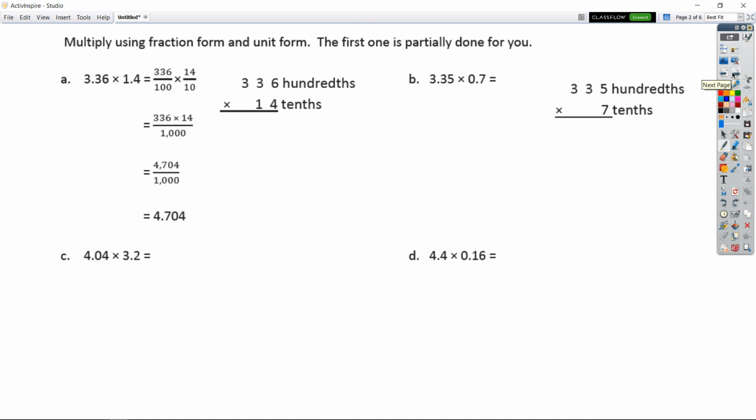Multiply using fraction form and unit form. The first one is partially done for you. So we do have something we need to jump in and finish here. They finished all of the fraction form, but we need to finish the unit form. All right, so let's take a look at that.